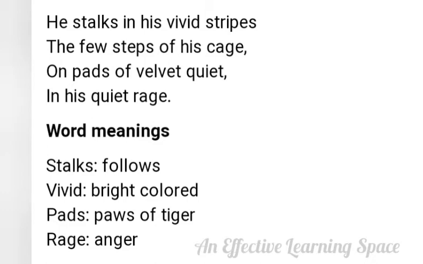Here, the poet says that the tiger that is confined in the zoo moves around in the cage under his bright colored skin. He further says that the tiger can take only a few steps because the cage is very small and it is not easy to move in it. One cannot hear his footsteps because he has very soft feet like velvet, because of which there is no sound of the tiger's footsteps. The tiger tries to control his anger by quietly walking in the limited area of his cage. He is angry because he is not free.